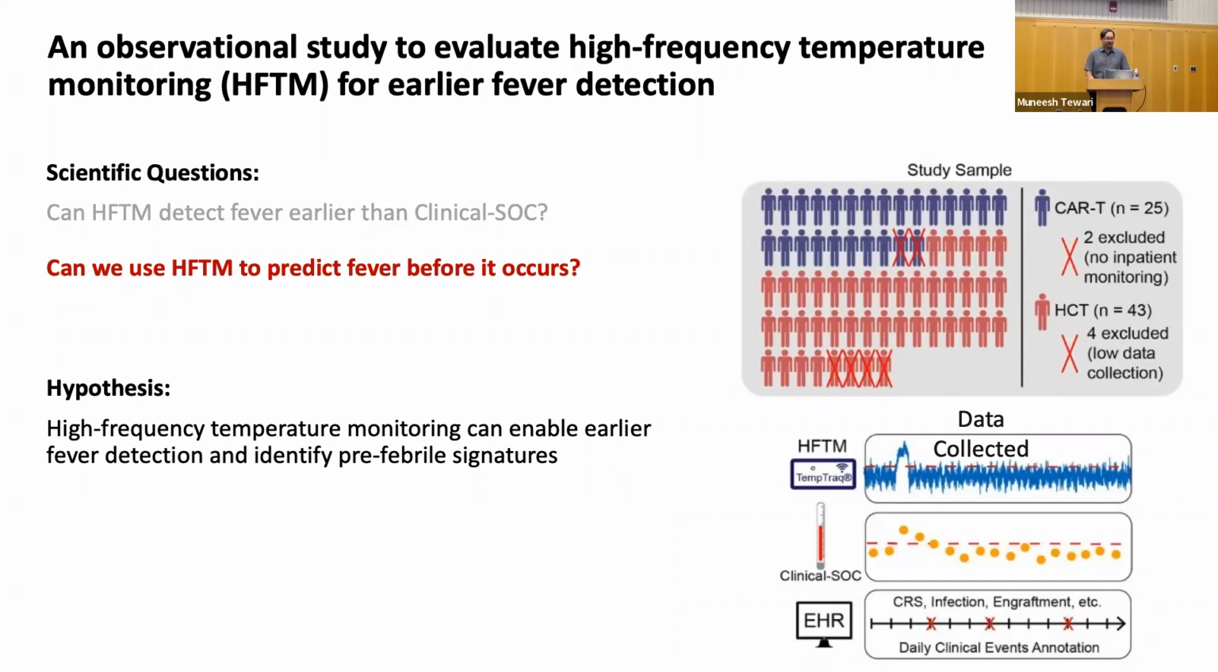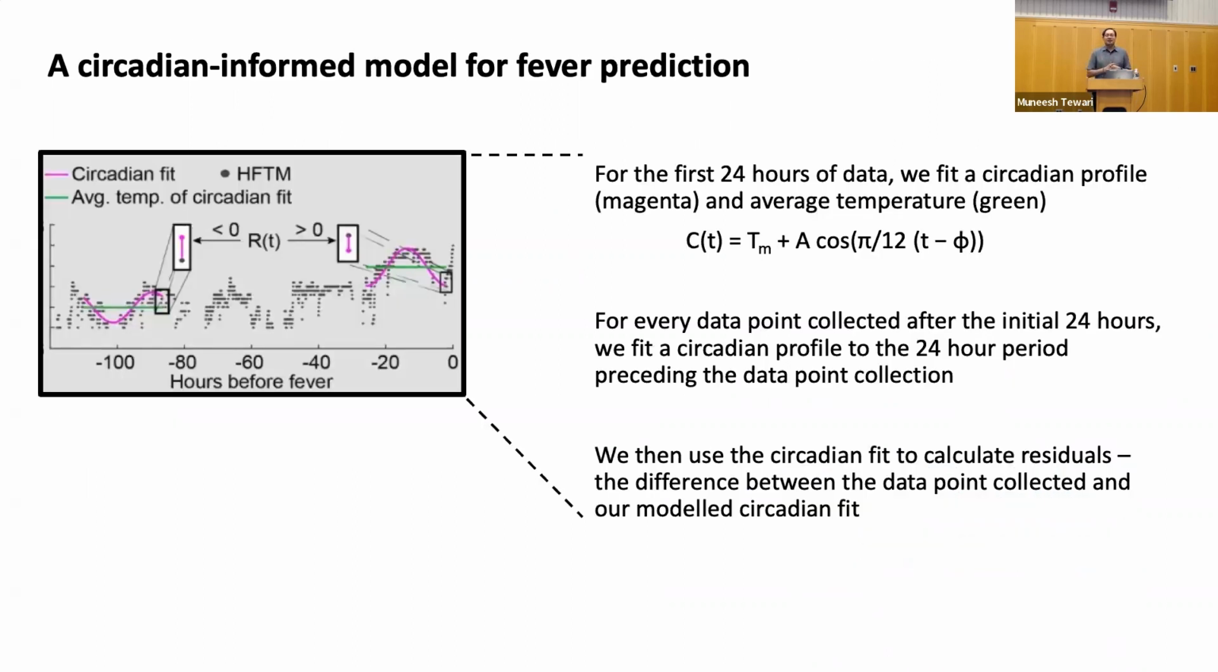The other question is, could we use high frequency temperature monitoring, which we call HFTM, to actually predict the fever before it occurs? And this was, again, good luck on our part, and I think it was Sung who connected us, Sung and Srijan Sen, who connected us to Danny's group. The hypothesis here was related to circadian rhythm. As I mentioned, body temperature, even though it's tightly regulated within a person, varies between people, but also within a person it varies according to the circadian clock.